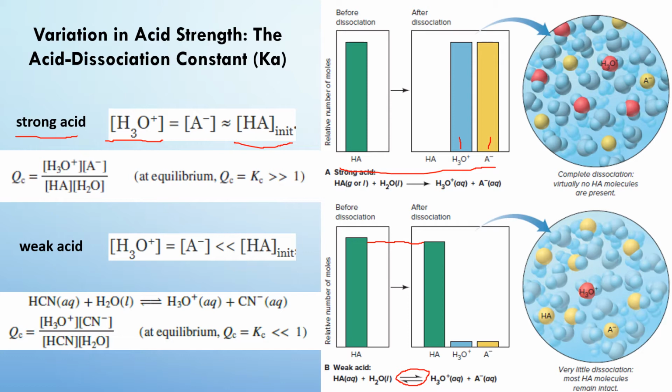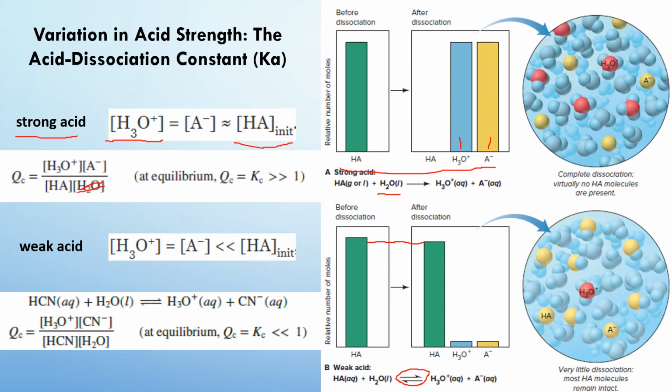When we write the reaction quotient using these concentration terms for a strong acid, we have the product over the reactant. Notice here the water is actually in the liquid phase. We know that for a liquid or solid phase, we replace it by a number of 1, meaning that the activity is equal to 1, so we can actually ignore this concentration term of water here.